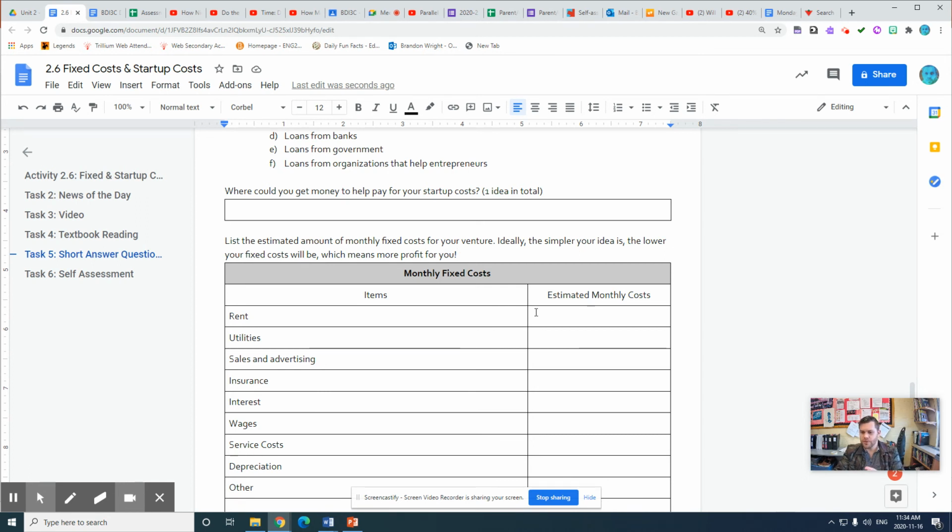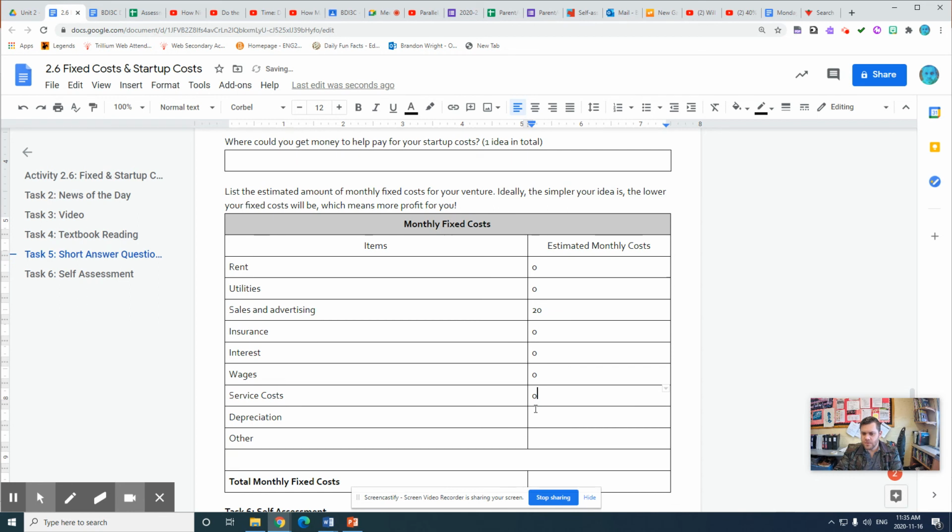Let's take my snow shoveling business idea. All right, so rent, my business requires no building, so that'd be $0. Utilities, that's your bills, $0 because there's no building. Sales and advertising, maybe I spend $20 a month. Insurance, I don't need insurance. Interest, I have no loans. Wages are if you're paying people. Well, this is a one-man business, so I don't need to pay people. Service costs, I'm not having anything repaired or delivered or cleaned, $0.